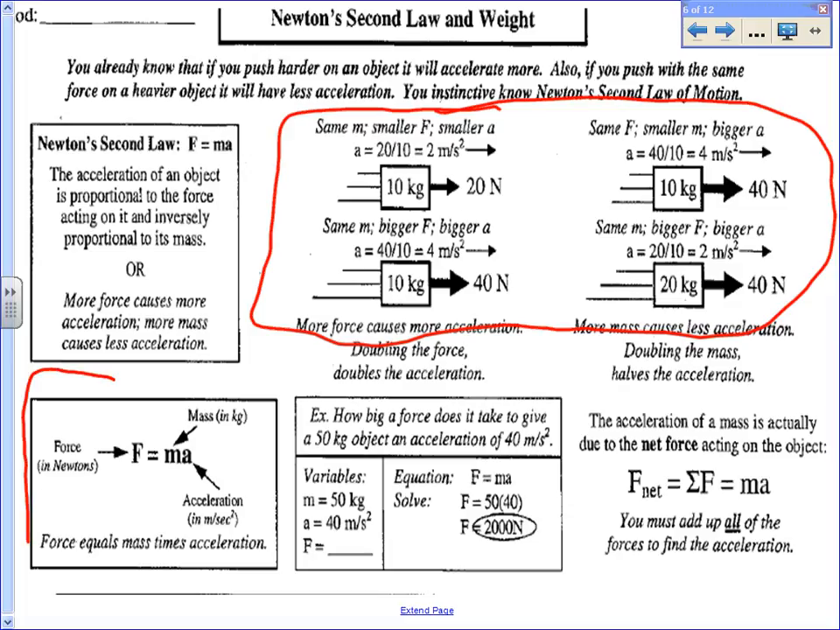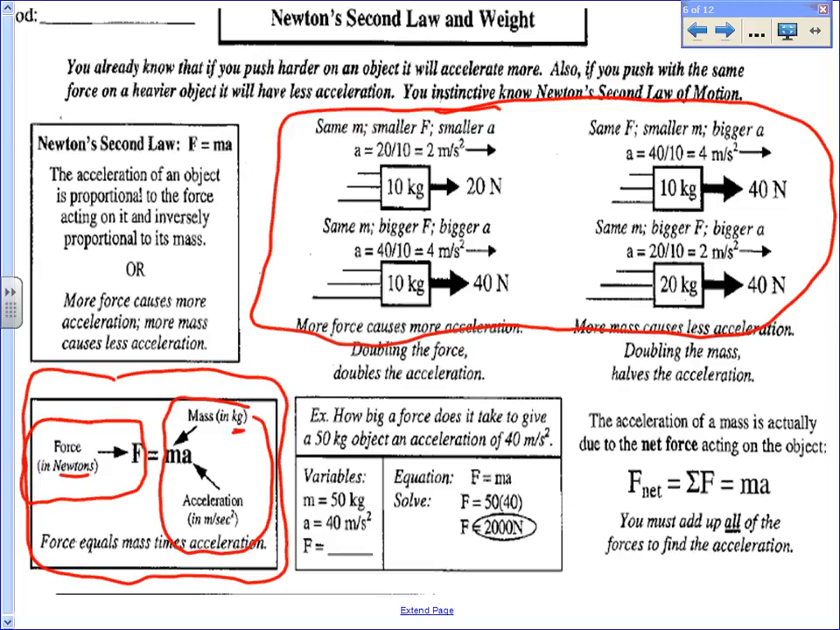The formula down here tells us all of the information we need for math. It tells us what the force is and what it's measured in, newtons. It tells us what m stands for, which is mass, and it says it's in kilograms. And it tells us the acceleration has to be in meters per second squared. So those are the units we have to convert to if we're going to do our math. So if they give us our mass in grams, we have to find that mass in kilograms.